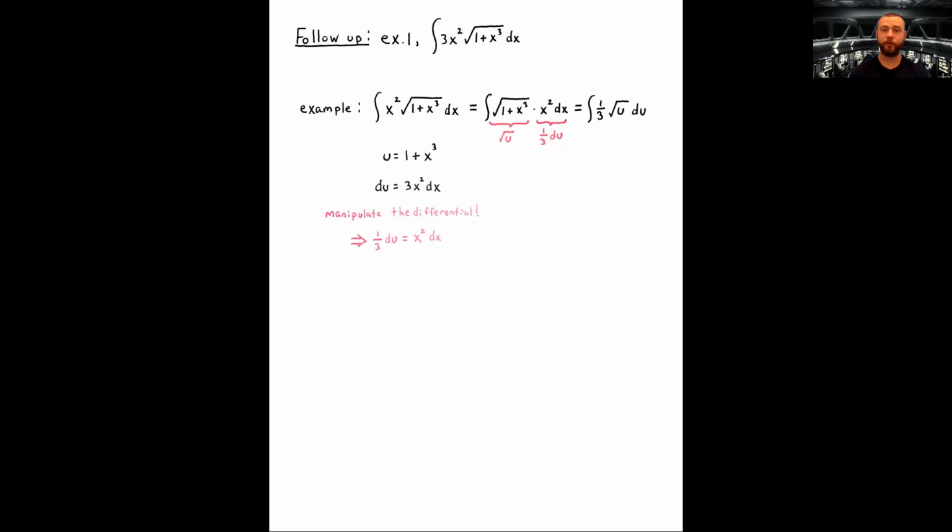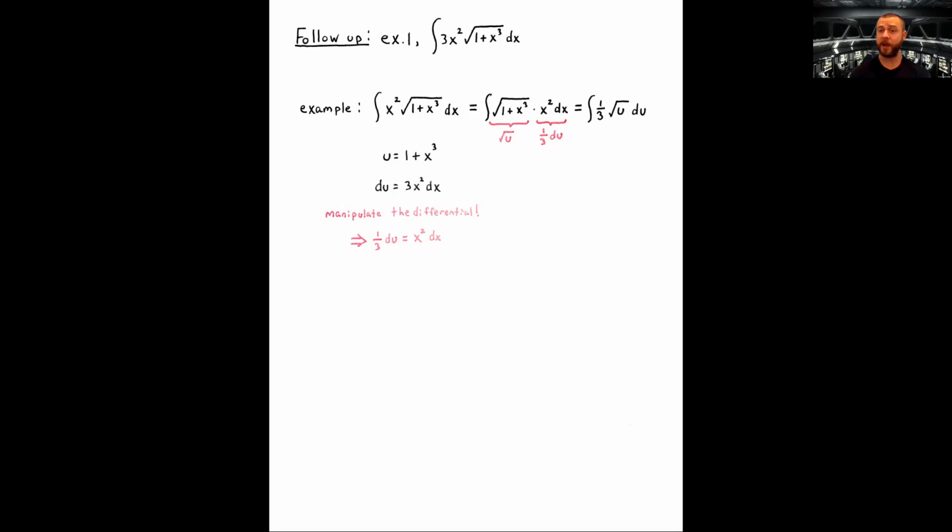We can rewrite the square root as square root of u, and x squared dx we can rewrite as 1/3 du. So we get this integral down there, and we have a factor of 1/3 since we were missing that factor of 3 from the previous example. They're almost identical except for that. This is the way that I like to advocate to manipulate the differential: divide the 3 over to get a factor of 1/3, and then all the pieces can fit together.